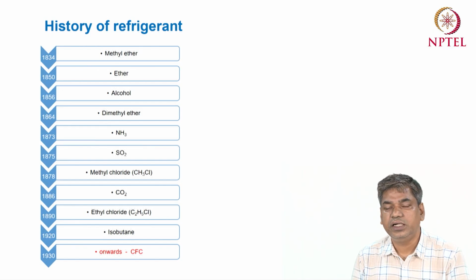Then in 1930, the first generation of refrigerant was introduced, that is the CFC, onwards. Then the second generation refrigerant, third generation refrigerant, then fourth generation refrigerant have been introduced. So time to time the refrigerant use has changed.